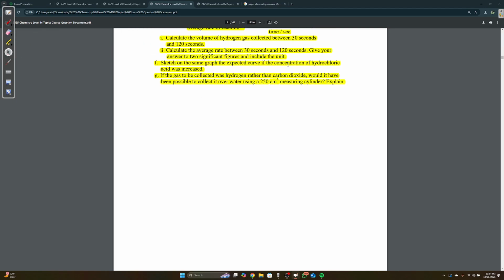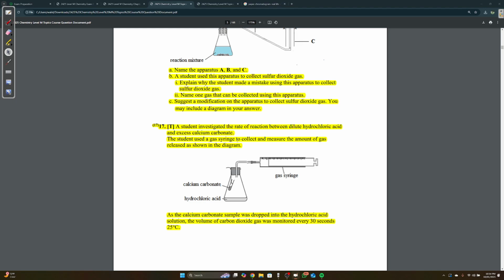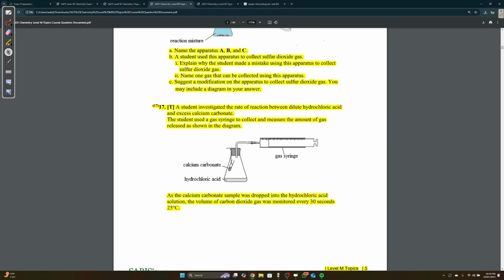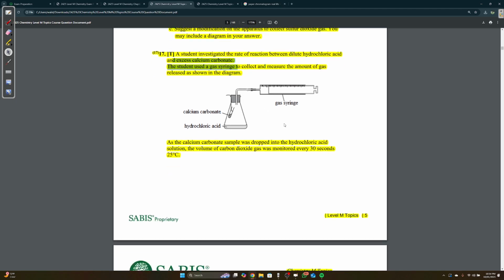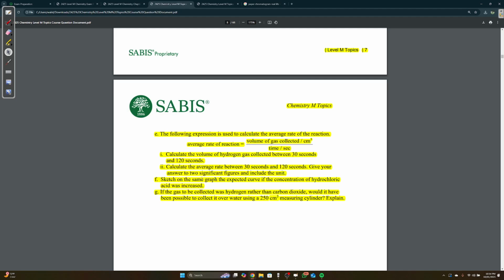Sketch on the same graph the expected curve if the concentration of HCl was increased. So now we're reacting two things: HCl and calcium carbonate, excess calcium carbonate. So when you increase the concentration of hydrochloric acid, it's the limiting reagent. If you increase the concentration of the limiting reagent, obviously there's going to be more product produced, because remember C is equal to n over V. If you're increasing the concentration, basically you're increasing the moles, you're increasing the amount. So there's going to be more moles produced at the end.